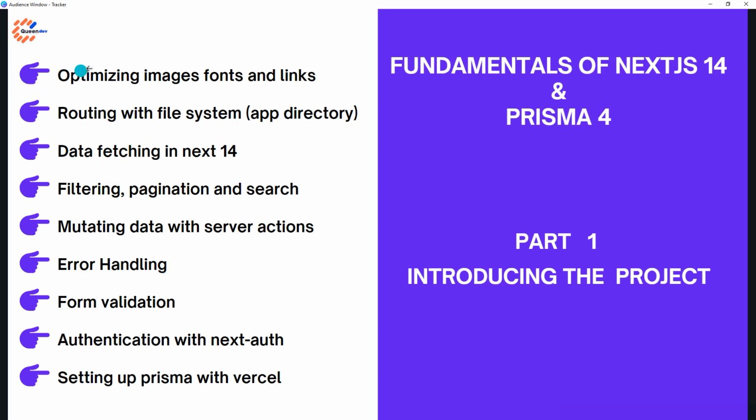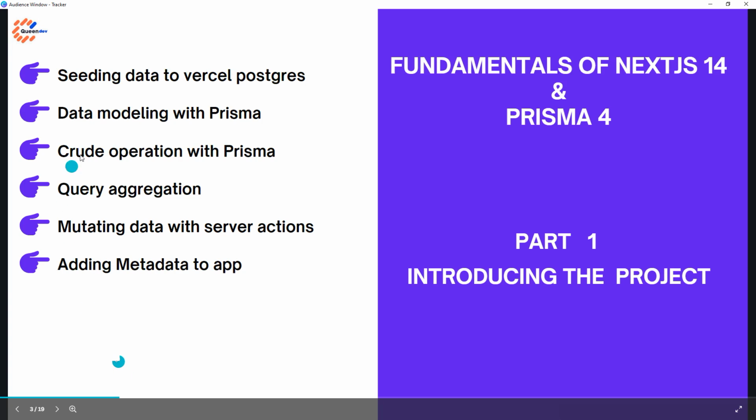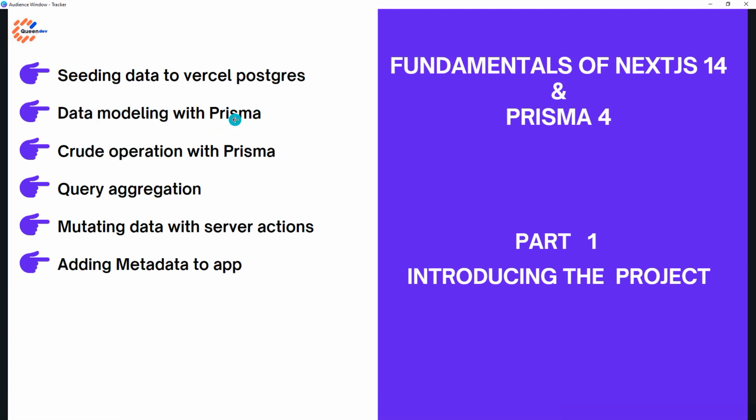So here we're going to learn how to optimize images, fonts, and links with Next.js. This comes really handy with Next.js. We're going to learn routing, the file system routing, which is using the app directory. We're going to learn how to fetch data in Next.js 14, filtering, pagination, and searching, how to mutate data with server actions, handling errors, form validation, authentication with NextAuth. We're going to be setting up Prisma also with Vercel. We're also going to seed our database with Vercel Postgres and data modeling with Prisma.